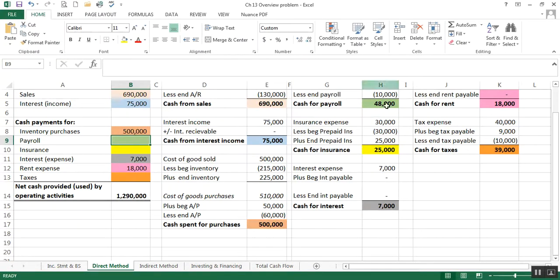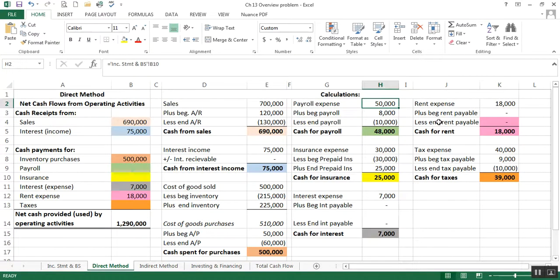Now let's look at our payroll. That's an expense. So we're going to add our beginning, subtract our ending. So let's think about this. At the beginning of the year, for the year, we have $50,000 in expense. At the beginning of the year, we had an account payable or payroll payable of $8,000. Okay, so we can assume that we paid for that during the year. So that's going to increase our cash spent because the expense related to that was incurred last year.